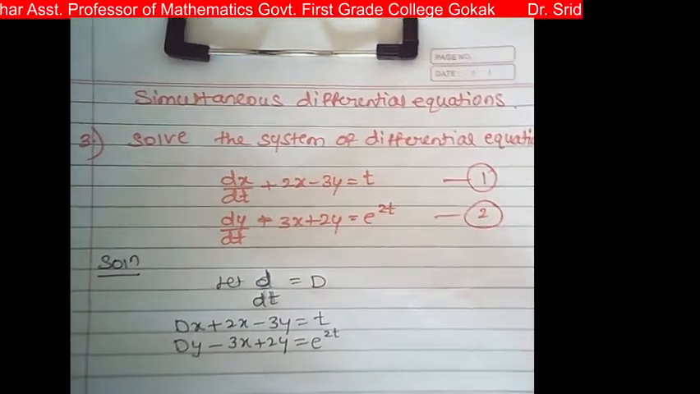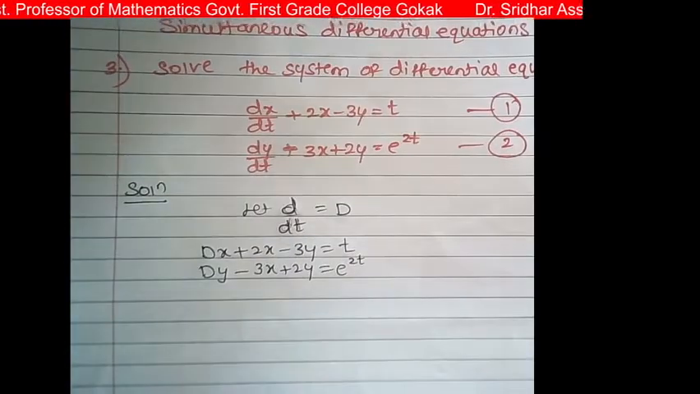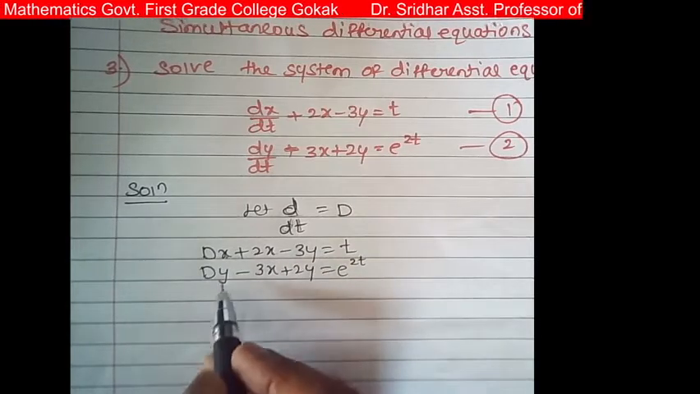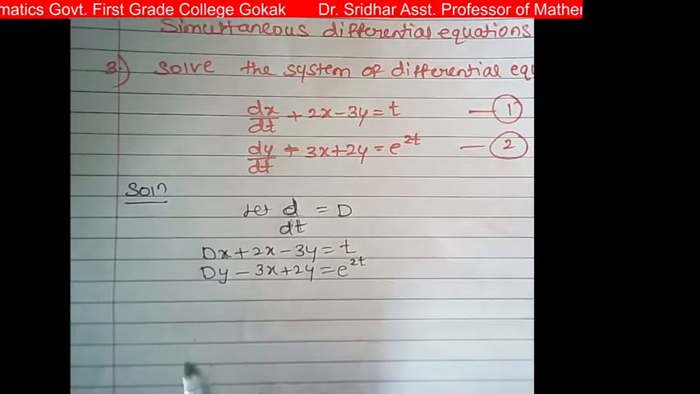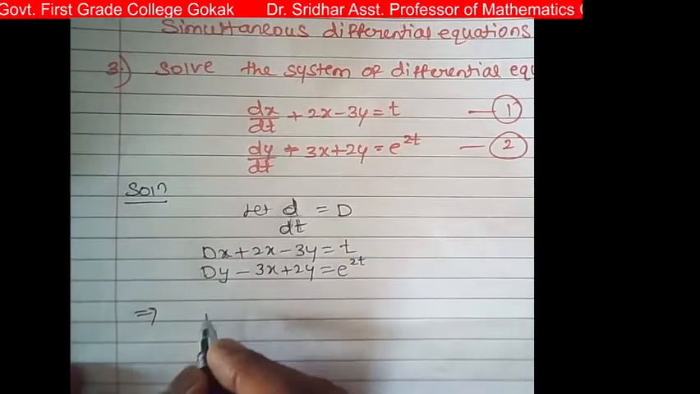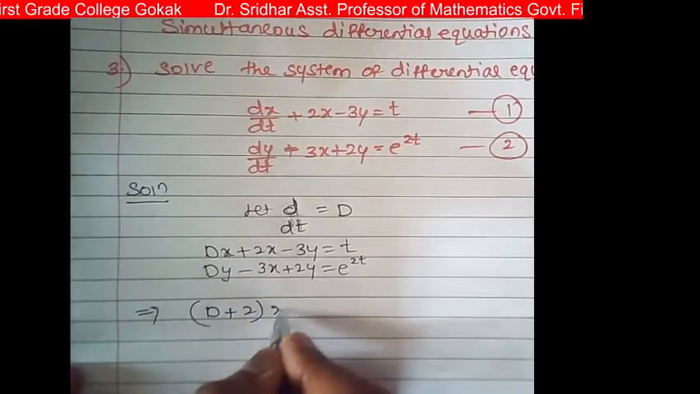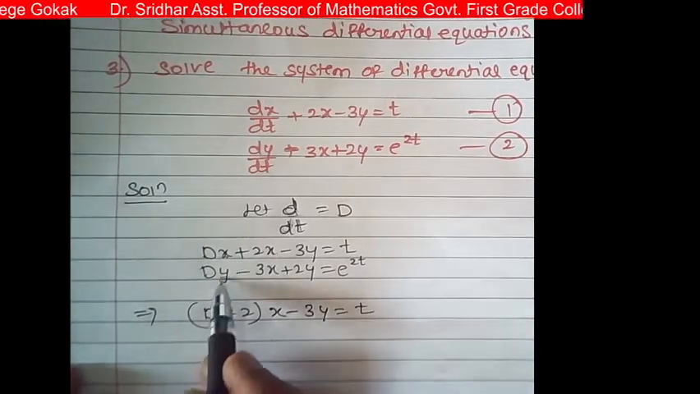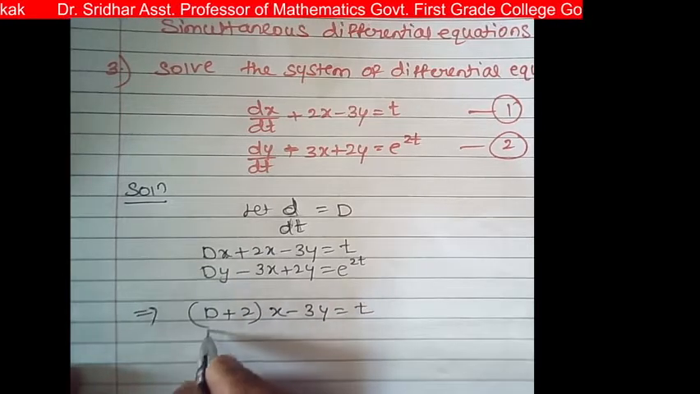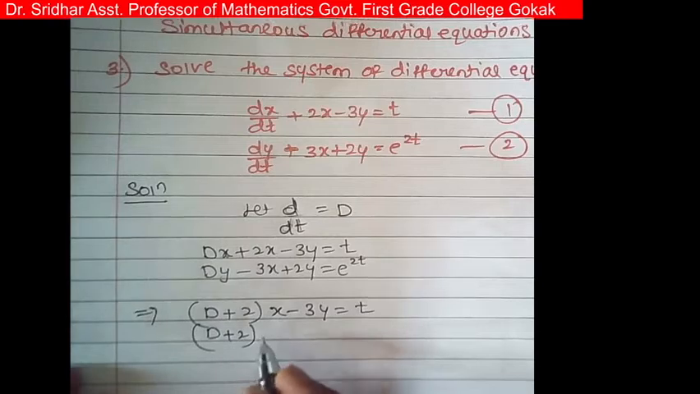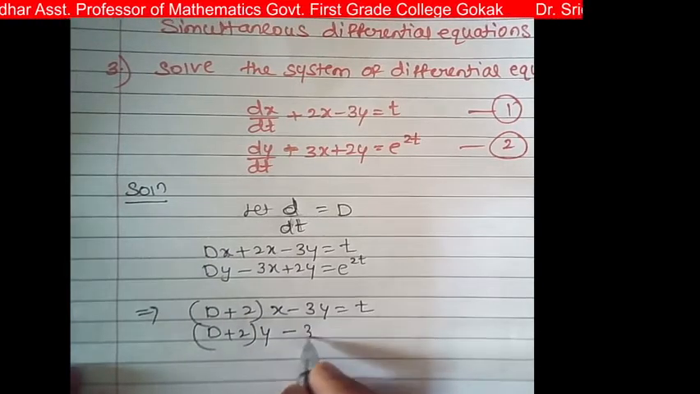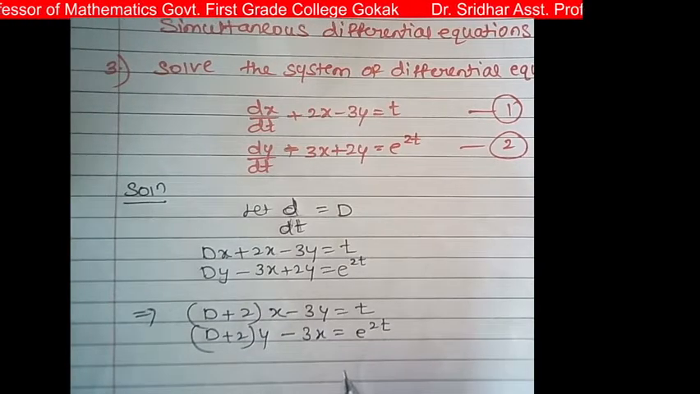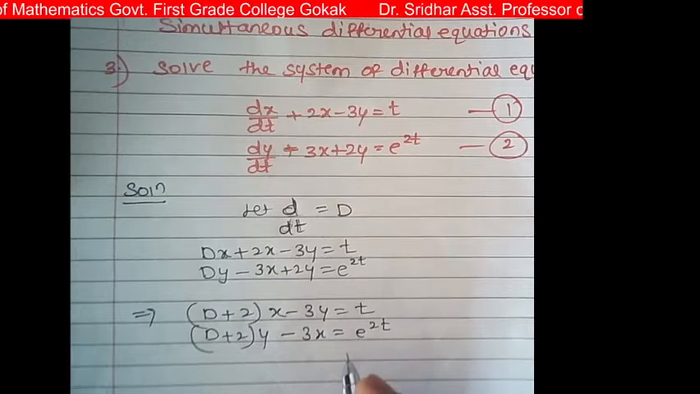Okay, so in this, taking x common, and in the second taking y common, right? So this implies (D plus 2) x minus 3y equal to t. Next, the second equation, taking y common, so we get (D plus 2) y minus 3x equal to e raised to 2t.